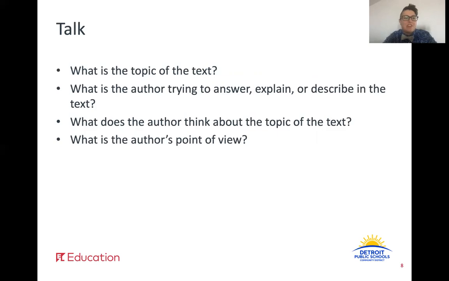All right, hopefully you had a good discussion. Now for the next two questions. Make sure and use What Humans Do to Natural Resources section of the article when you're thinking about these next two. What does the author think about the topic of the text? And the last question, what is the author's point of view? Go ahead and pause while you talk about those last two questions.